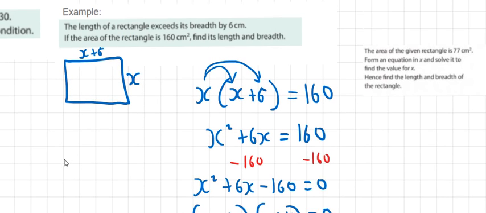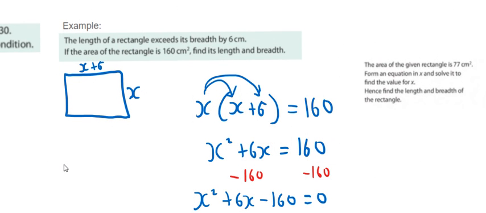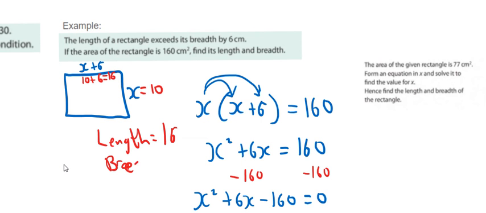So if x is 10, then we can go back, and so x equals 10. Therefore the length of it must be 10 plus 6, which is 16. So length equals 16, and breadth, as they call it here, equals 10. And they're both centimeters.